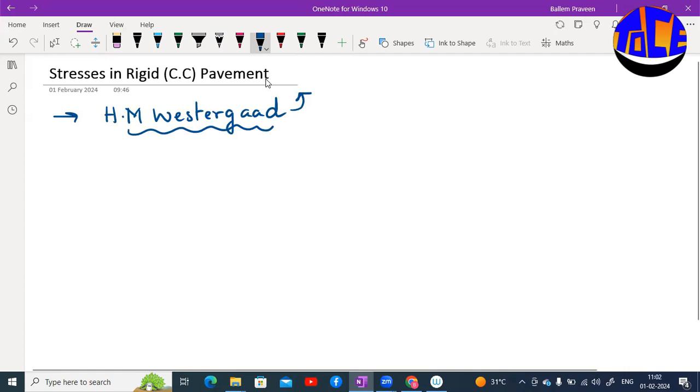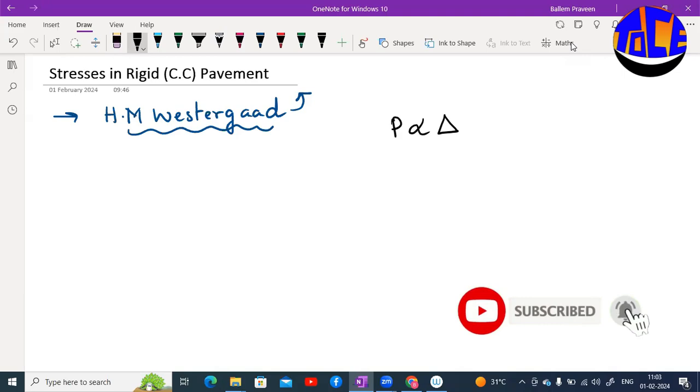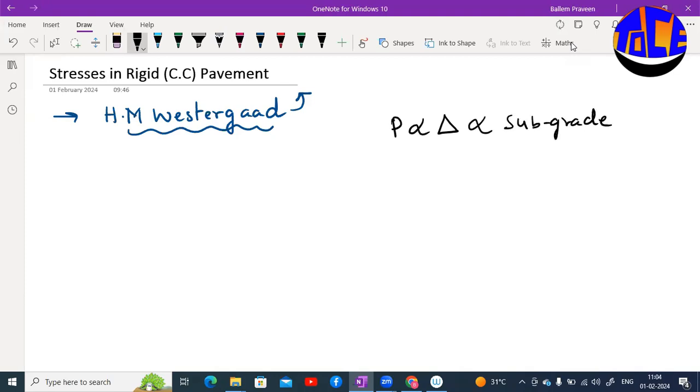So for calculating the stresses in rigid pavement also, we are going to use the equations provided by Westergaard himself. What he assumed is that the pressure applied over the slab is directly proportional to the deflections. The deflections that occur in the slab induce the same deformations in the subgrade. So the deformation in the subgrade is proportional to the deflection in the slab, and this deflection in the slab is proportional to the pressure.